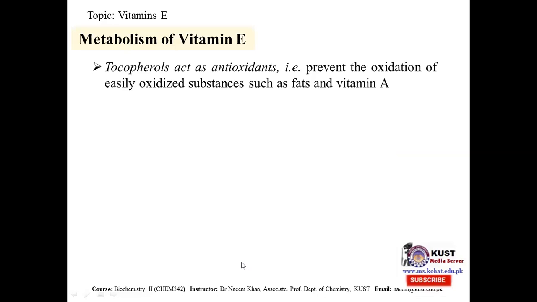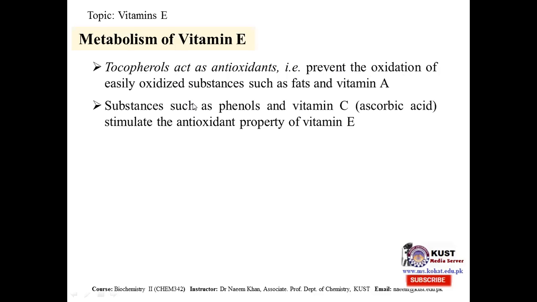Coming to metabolism of vitamin E, we know that tocopherols act as antioxidants. They are the best known antioxidant in the body. What it means? It means that they prevent the oxidation of easily oxidizable substances such as fats and vitamin A. They actually stop the oxidation of fats and vitamin A. So they are the chief antioxidants known in the body.